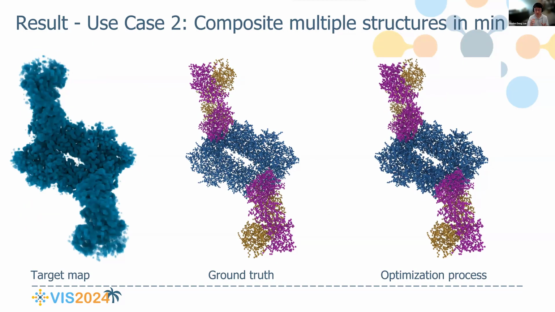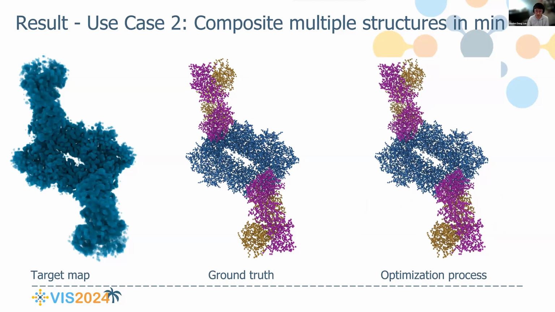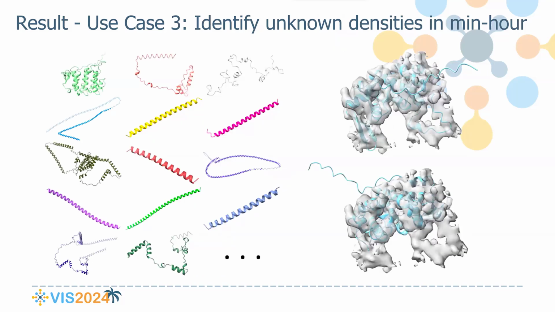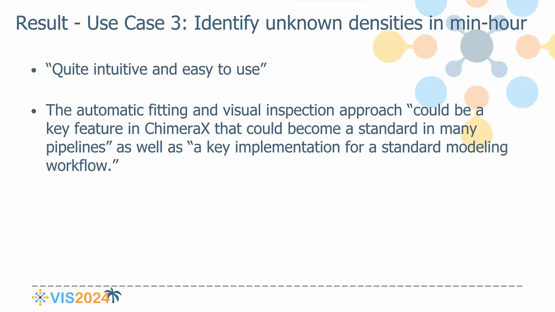Here shows the process of compositing multiple structures into one cryo-EM map, which is usually done in minutes. Another breakthrough use case is to identify unknown densities from a large candidate library. This can be done in minutes to hours with DiffFit. The identified candidates are overlapped in the density. Compared to domain fit, DiffFit gets about a 2-fold better hit rate and a 100-fold faster speed.